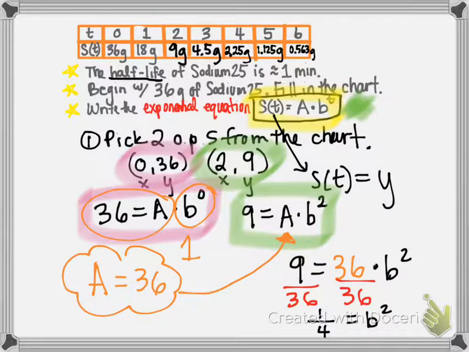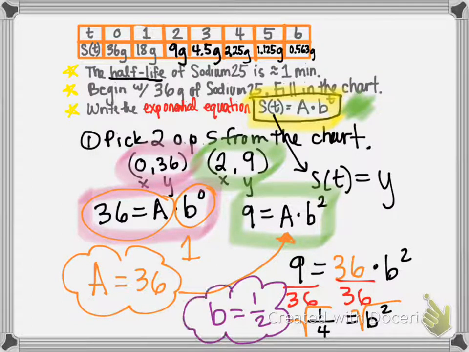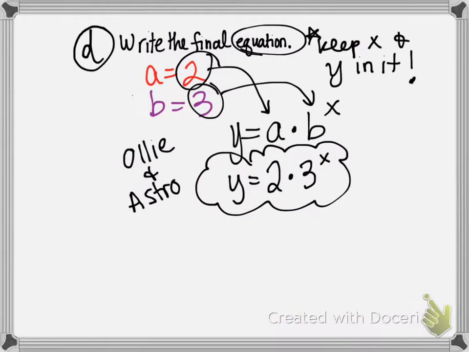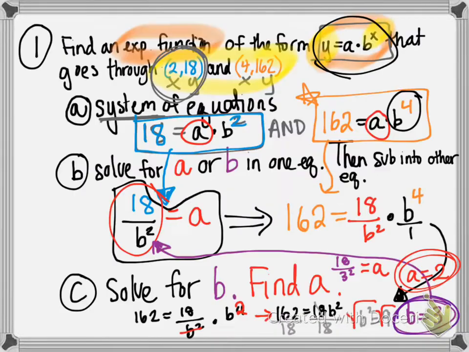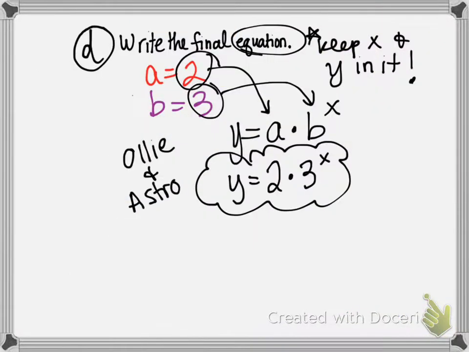And then remember to undo a square, we just take the square root of both sides. And the square root of 1/4 is 1/2 because the square root of 1 is 1 and the square root of 4 is 2. So b's value is going to equal, I'm going to do it in purple, 1/2. Right? Beautiful. So then once we have that, do you guys remember what our next step was? Let's go back. So solve for b and find a was step C. I already did that. Step D was write the final equation, which needs to be in the form y equals a times b to the x.